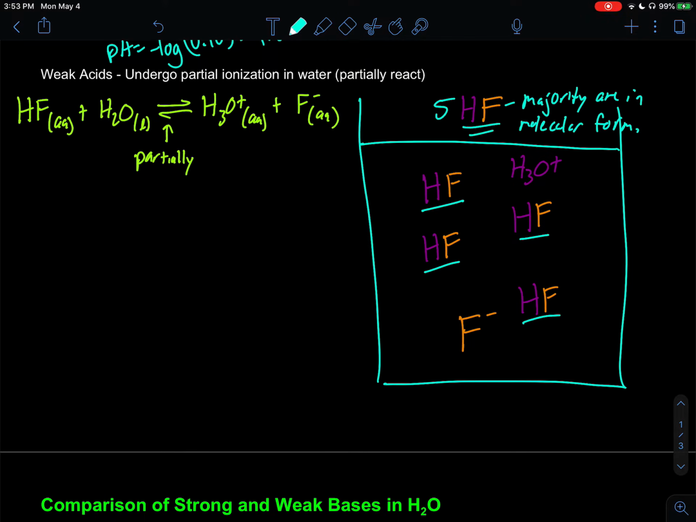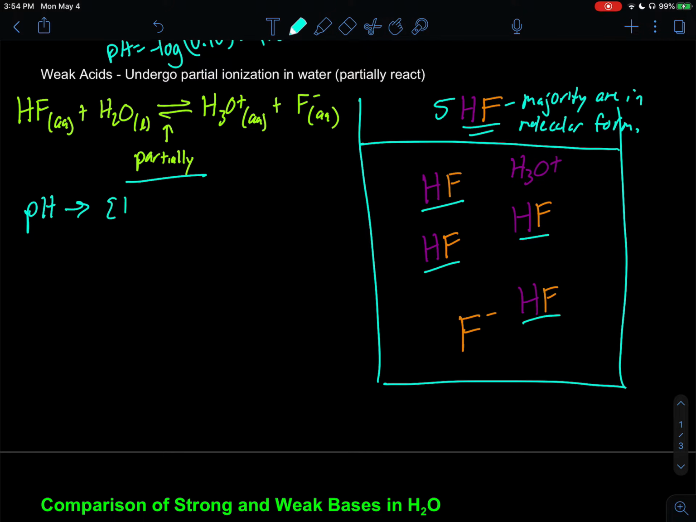It's hydrogen bonded to fluorine still. And so that's why we write this out as a double-way or equilibrium reaction, because it's only partially reacted. Only a small percent of those hydrogen fluoride molecules are going to react with water and give us H3O plus and F minus. So what is the consequence of this for pH?